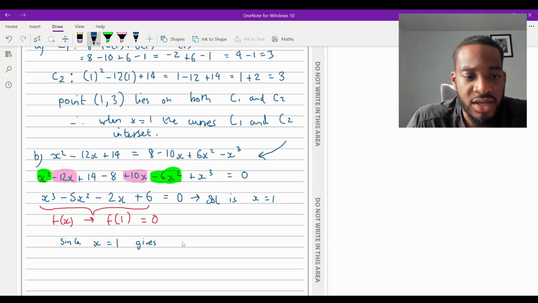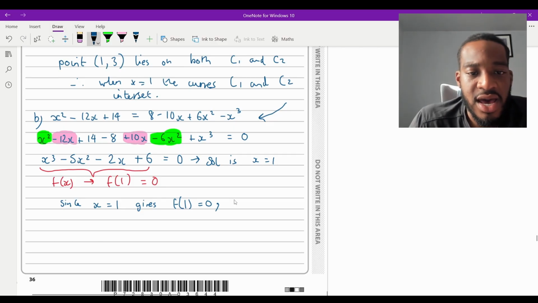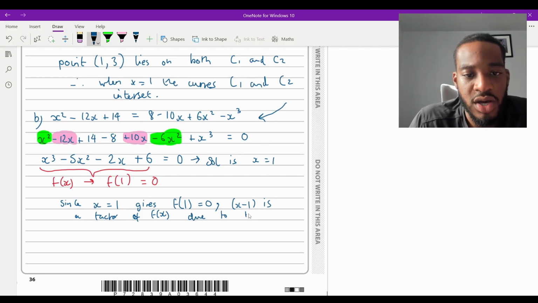So what I'm going to say here is that since x equals 1 gives f of x to be 0, if I plug that in, let me put f of 1 actually, what this means is that x minus 1 is a factor of f of x, due to the factor theorem.